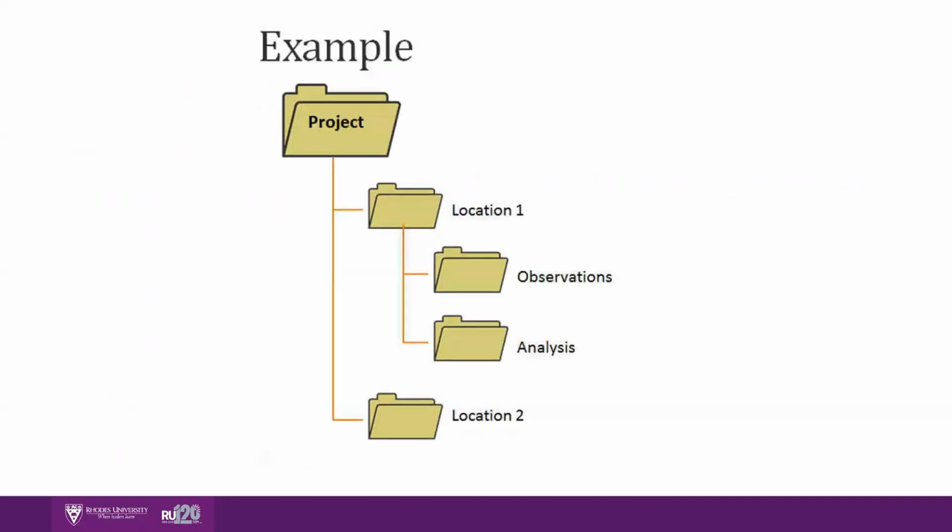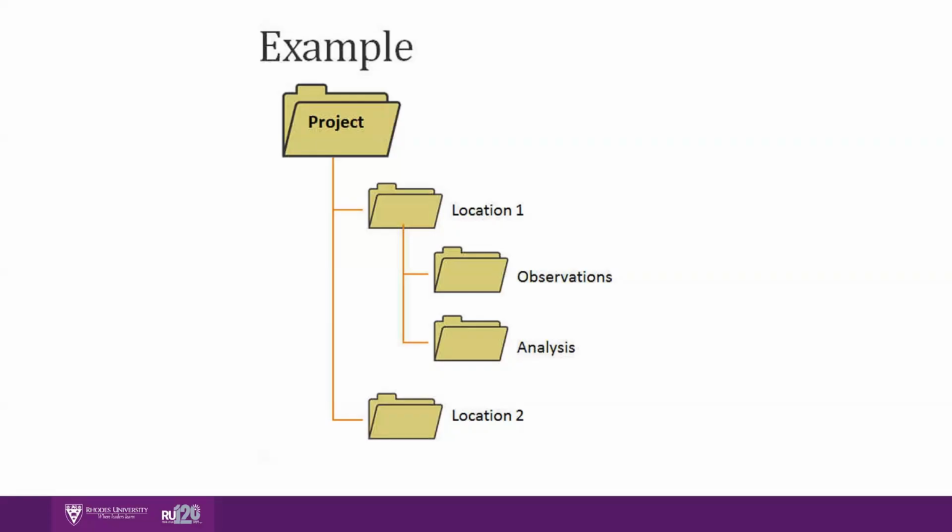This gives a better example. For instance, if you're collecting data, is it based on a project? And you can have the locations, the observations that were made, as well as the analysis that were made. And if the data were collected in more than one location, then you'd have a subdirectory called location 2 that would have a repetition of what you find there. That is observations and analysis.